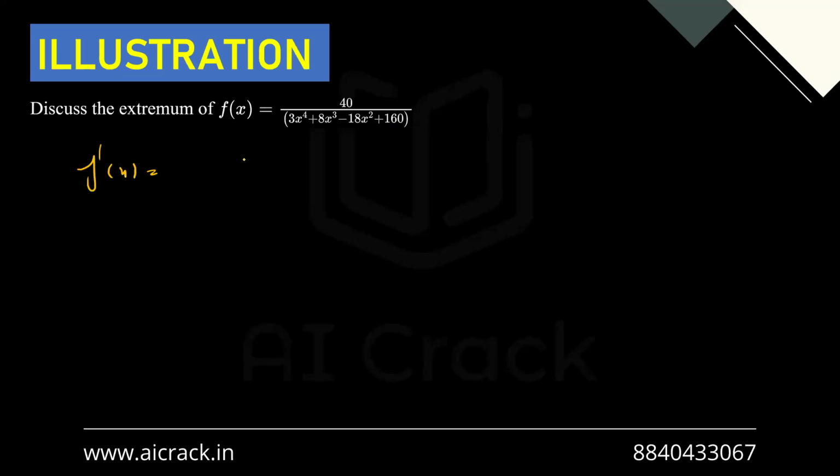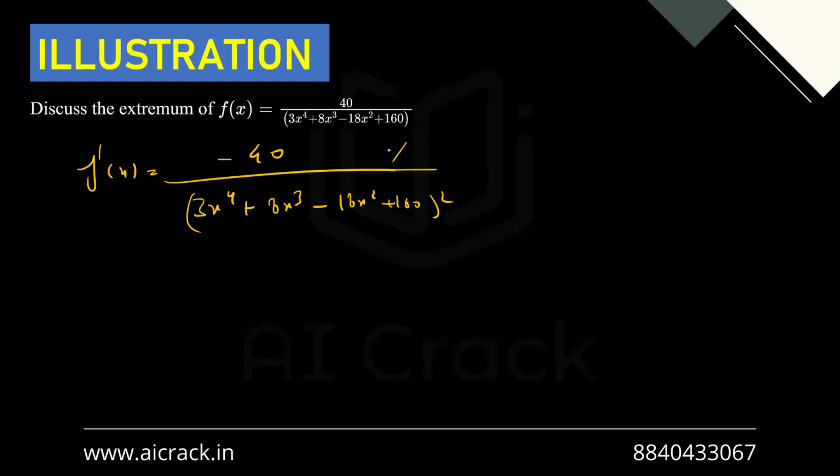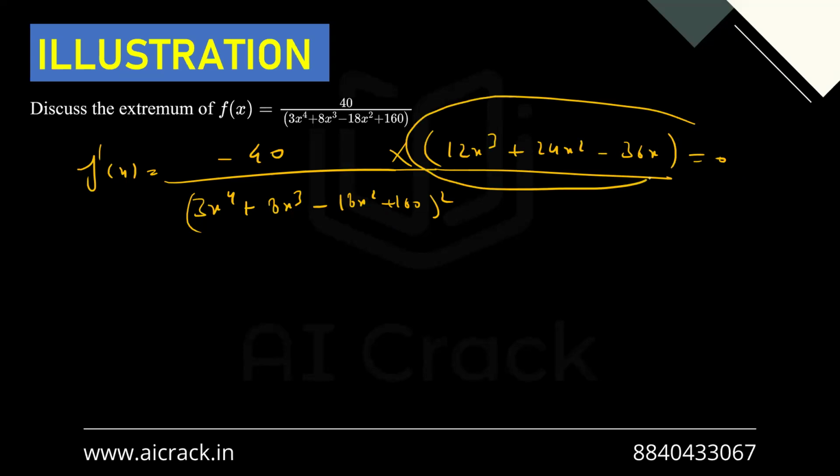f dash x would be minus 40 upon (3x^4 plus 8x^3 minus 18x^2 plus 160) whole square, multiplied by derivative of this one because of chain rule, right? So that would be 12x^3 plus 24x^2 minus 36x, right? Now this has to become 0. If it has to become 0, only the numerator is going to affect, right? There is no point of considering the denominator playing a role in making this 0. So we have to just be concerned about the numerator.